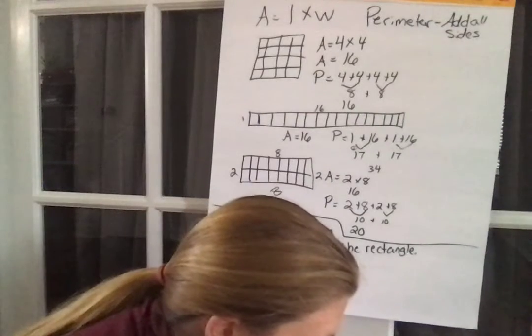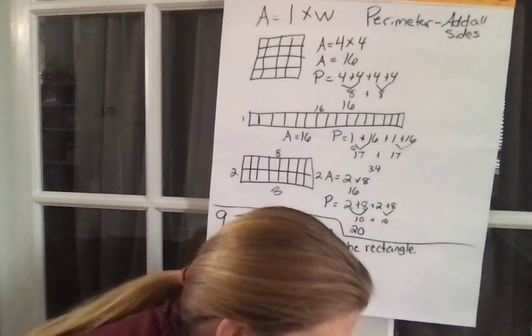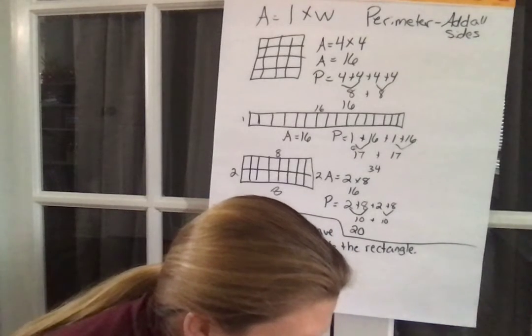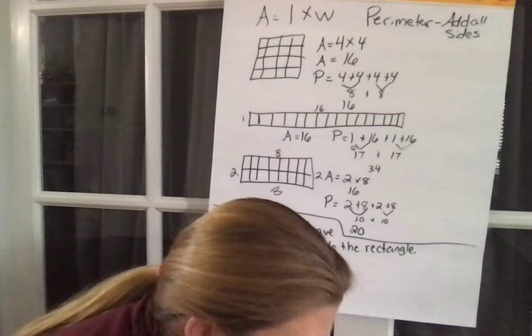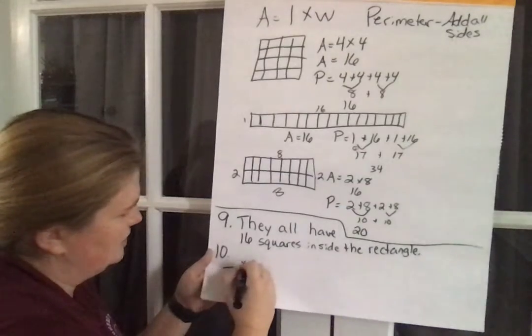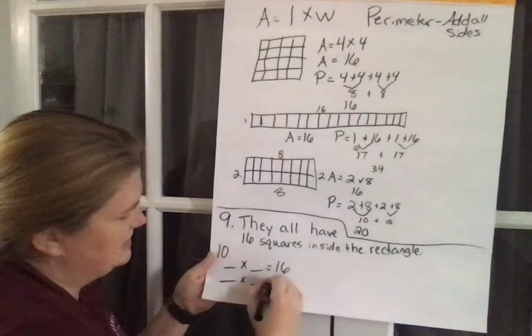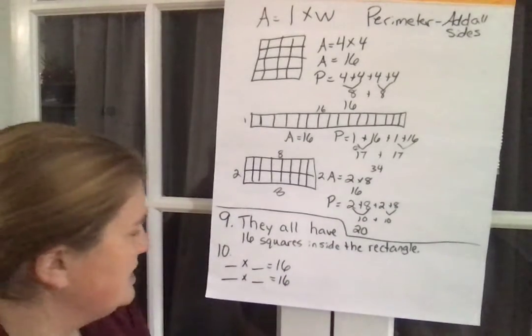Number 10 says to find other rectangles with an area of 16 squares, think of multiplication facts with a product of 16. What are the multiplication facts that have a product of 16? So we want all of our answers to equal 16. We've just got to come up with problems that will give us the answer 16.